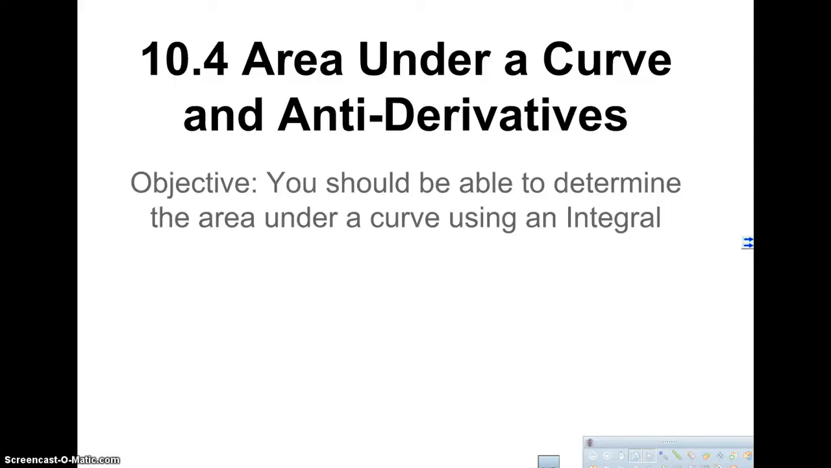Hey guys, I'm going to go over using the antiderivative, or the first fundamental theorem of calculus, to find the area under a curve. So you should be able to determine the area under a curve, and I'm just going to use the power rule for antiderivatives. You should be able to find the area under the curve using an antiderivative, but only for the power rule. So let's take a look at a couple examples.